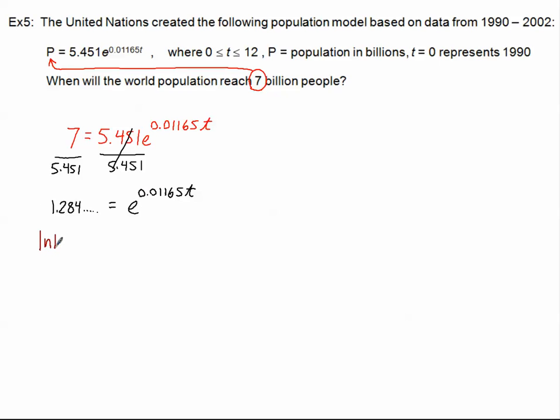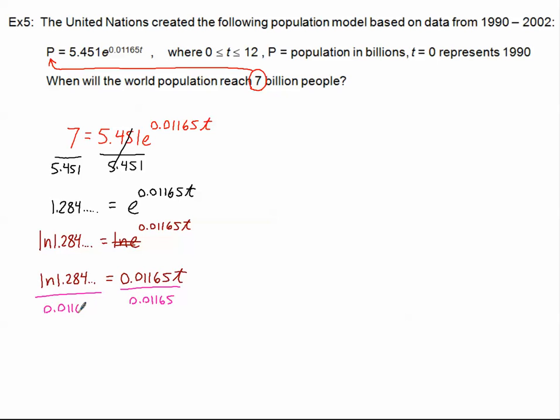So I've got the natural log of this equals the natural log of this. That basically goes away. And I'll have the natural log of this number that's still running in my calculator. You can store it in your calculator if you would prefer. Equals this. And now I just have to divide by this constant that the United Nations had figured out, 0.01165.